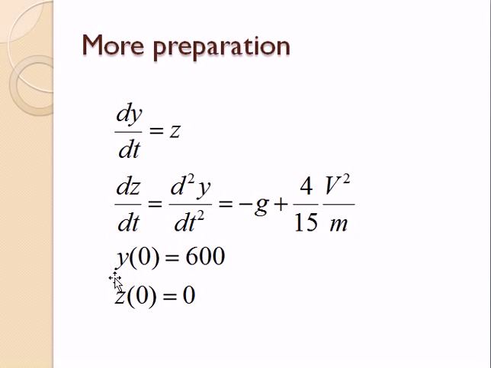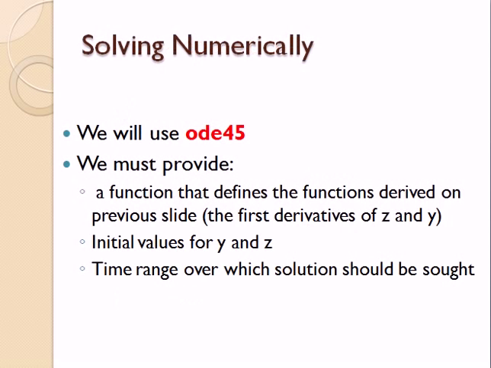Our initial conditions then are at t equals 0, y is 600, assuming we're starting 600 meters from the ground, and z is 0. So that means we have 0 velocity. So the paratrooper just sort of steps out of an airplane or something and doesn't jump up or down. So initial velocity is 0. Initial position is 600. We're going to use the ODE45 routine.